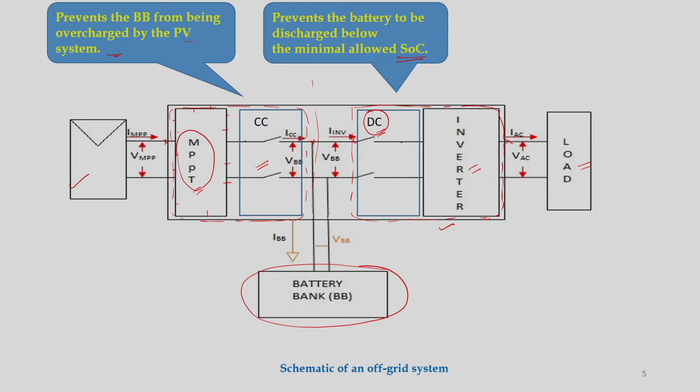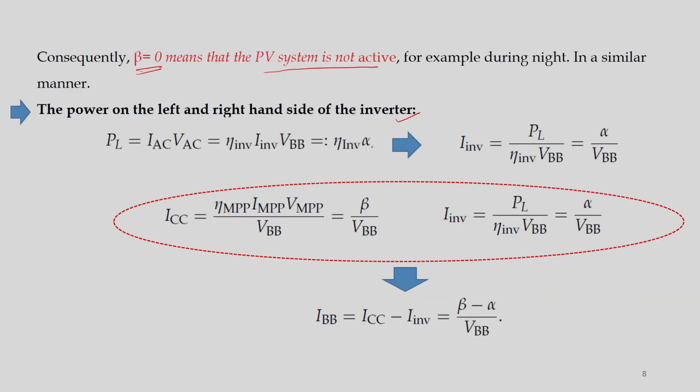On this side is I_AC into V_AC, and on the other side we need to consider the efficiency of the inverter. So, I_AC and V_AC are the AC current and AC voltage, and the inverter efficiency is known to us. Then I_inverter into V_BB. If we define this parameter as alpha, then I_inverter is equal to P_L by eta_inverter by V_BB. So, this is nothing but alpha by V_BB.